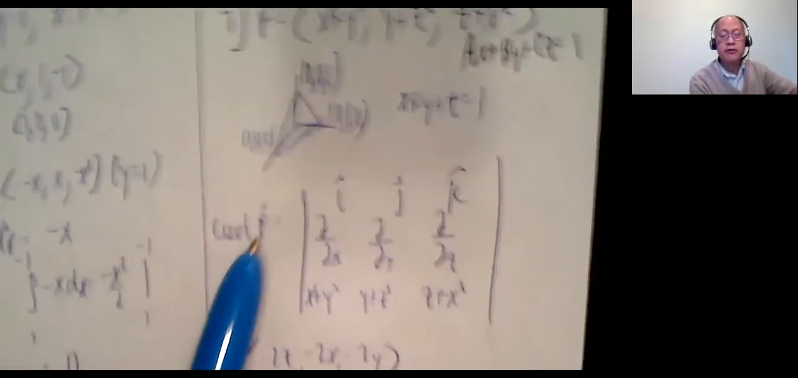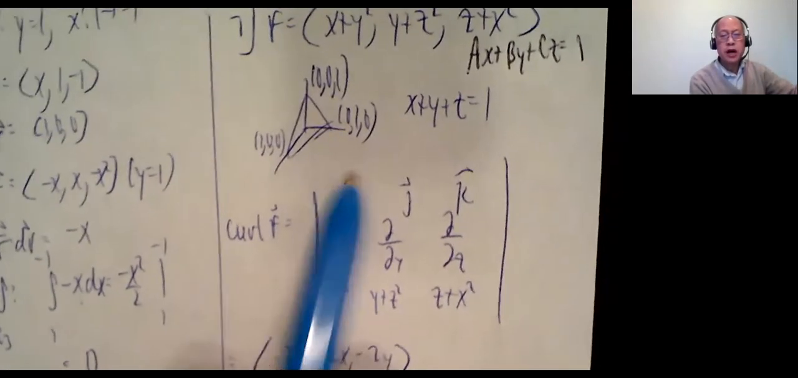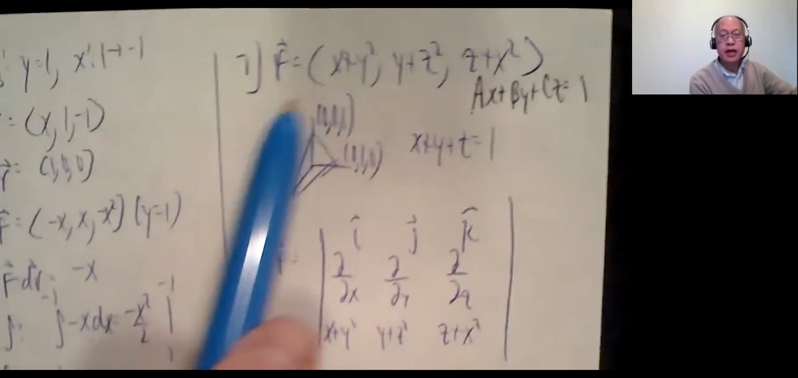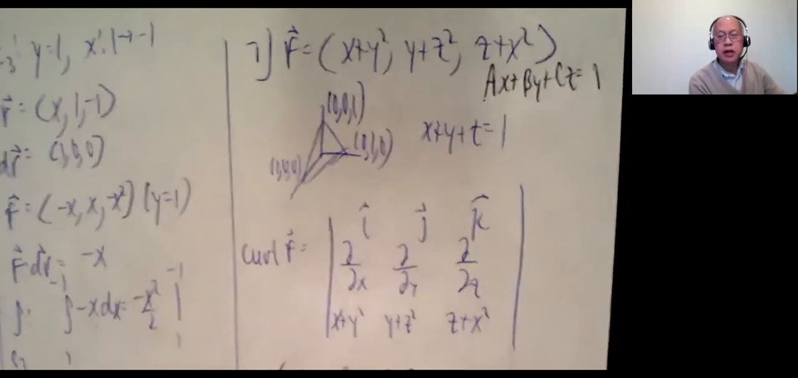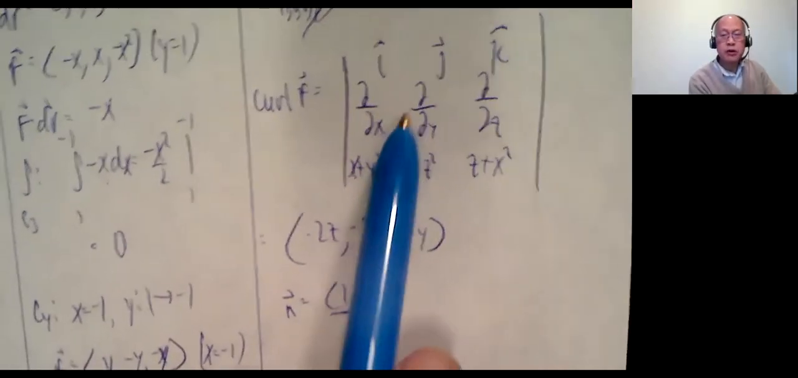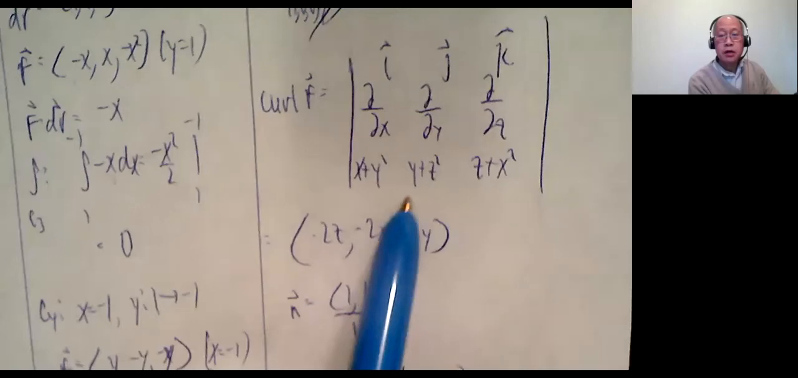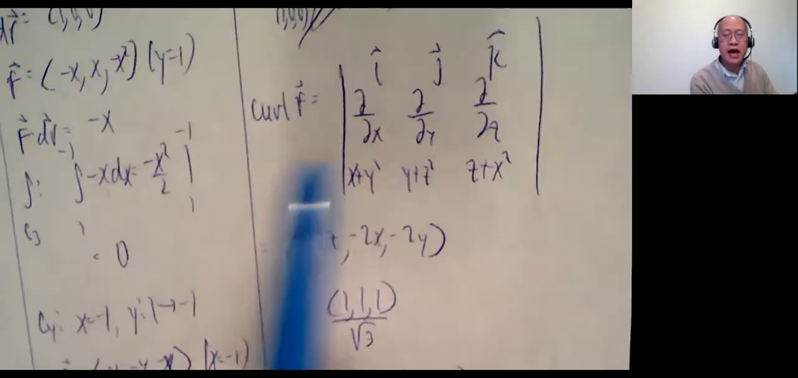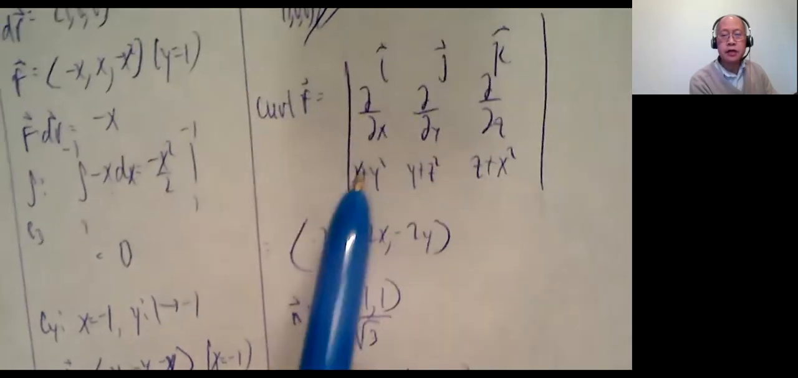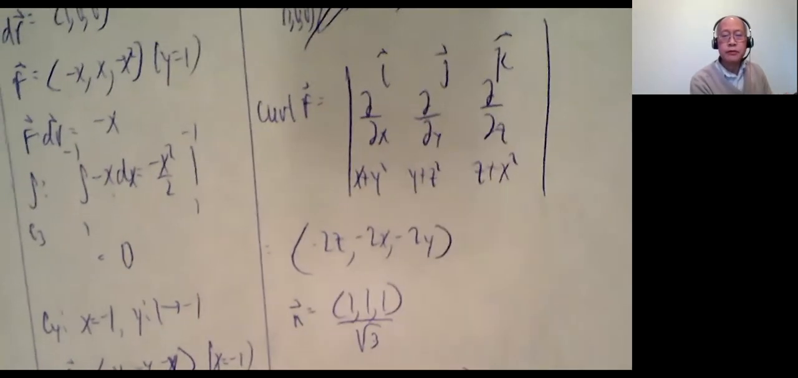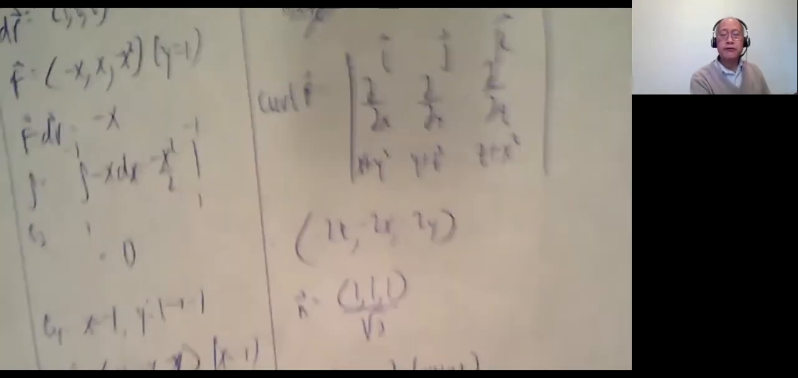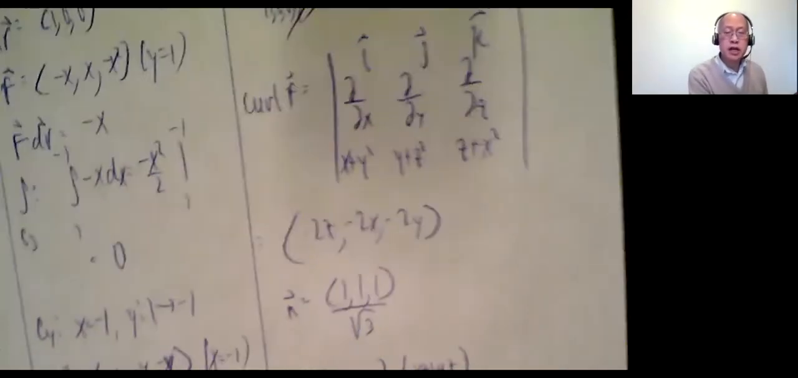Okay, so I need curl F. How do I do curl? i, j, k is always the top. The middle is always partial with respect to x, y, and z. And then x plus y squared, y plus z squared, z plus x squared. So the i component is that, nothing, minus that, negative 2z. The j component is the opposite of that, 2x, minus that, which is nothing. And the k component is that, nothing, minus 2y. So I have negative 2z, negative 2x, negative 2y.